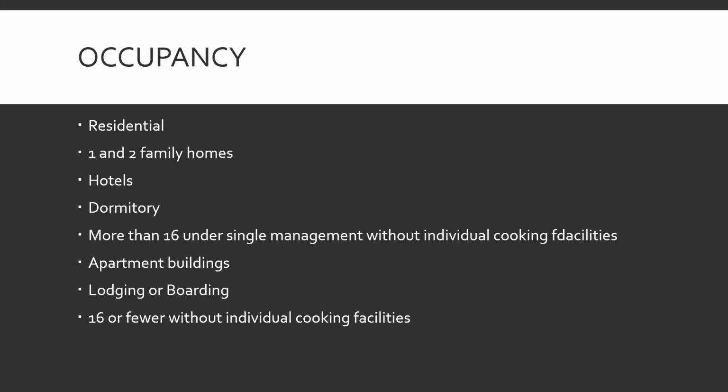Apartment buildings, similar to the dormitories, except they're little individual buildings. They have the individual cooking areas, the individual showers and bathrooms, that sort of thing. And then lodging or boarding buildings, 16 or fewer people without individual cooking facilities. That's your, what I would term halfway houses. Your people who may be homeless or low income, just getting out of the hospital, need a place to stay. They rent a room and they cook in the communal kitchen, but they have their own, air quotes, room.